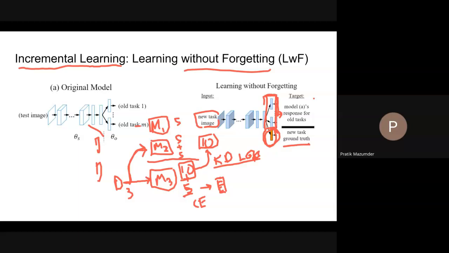No. Basically, what you'll end up doing is you will add the KD loss and the cross entropy loss and backprop together, because you're doing it for the same input. It's not that you don't have data from the previous classes, no. So you only have data from the current set of classes.